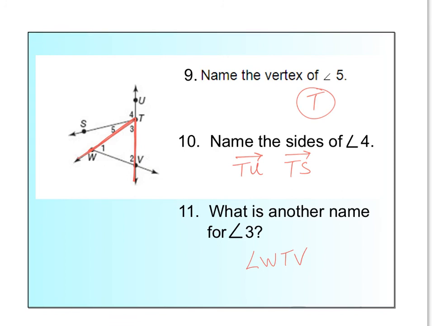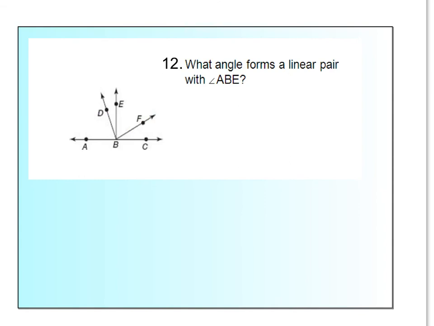Or you could reverse it and you could start at V, like I'll do it in blue now. I could start at V, go to T, and then to W. So you could also call it angle VTW. You could switch that order around, but T has to be in the middle because T is the vertex. And here's the last slide. Go ahead and pause it and try number 12.